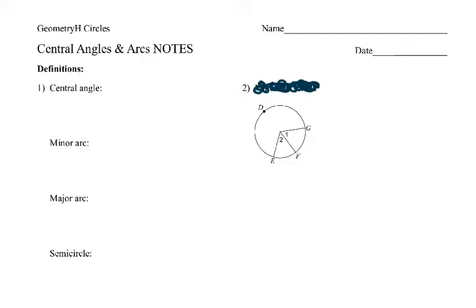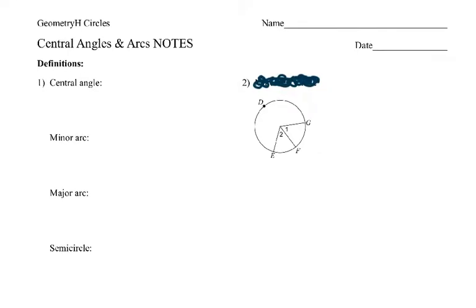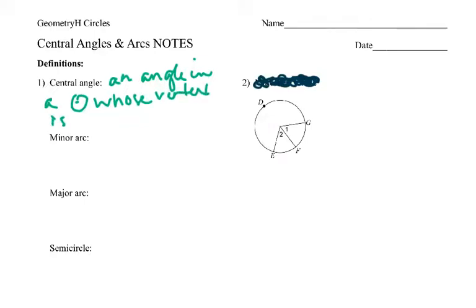So let's jump in. Okay, so the central angle is an angle in a circle whose vertex is the center of the circle.